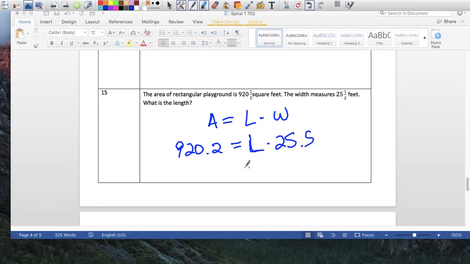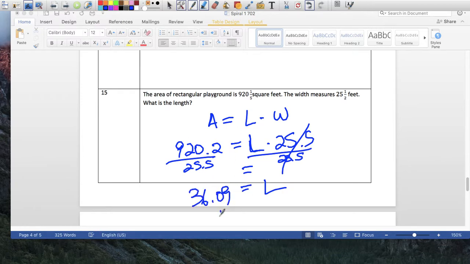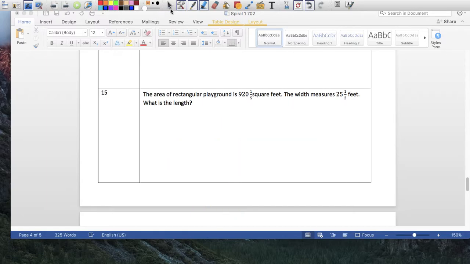So now this becomes a one-step equation. I divide both sides by 25.5. These two go adios, and my length is 920.2 divided by 25.5. That's going to give us 36, and we're going to round this to 36.09 feet. That's fine. If you did it with a fraction, that's fine too. You probably didn't have to round it.